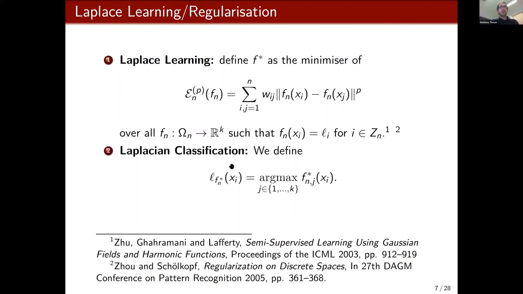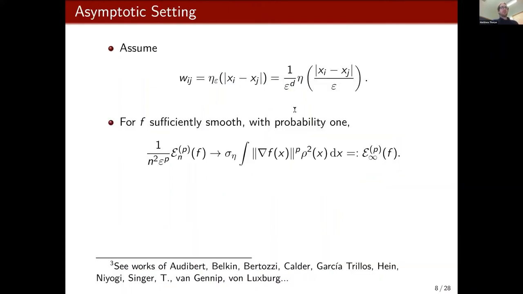And then we get to the actual classification by just looking at the label that's closest to the function f_n, so just thresholding. I'll try and skip over this a little bit because I don't want to go too much into the mathematics. But essentially, if one scales this energy the right way, and if one scales the edge weights in the right way, one gets a continuum model which depends on the density of the data.